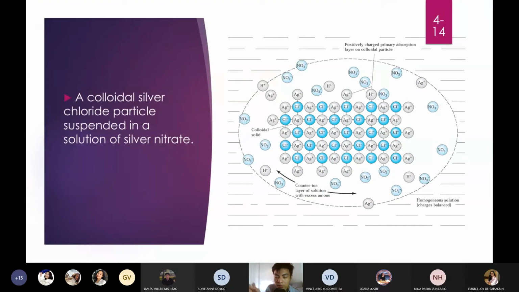Kasi mahirap nga sila i-filter. So, pagsama-samahin mo na lang. Tapos, pwede mo i-scoop yan, no? Imagine nyo na lang taho yan. Parang taho, no? Ganun yung mangyayari dyan.